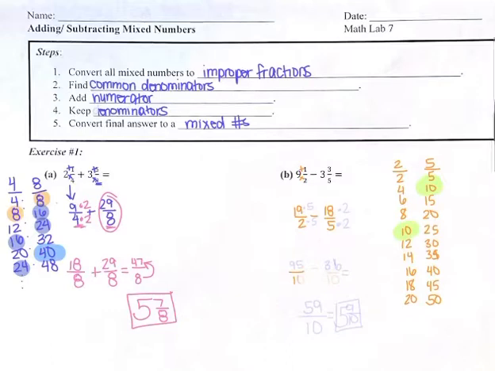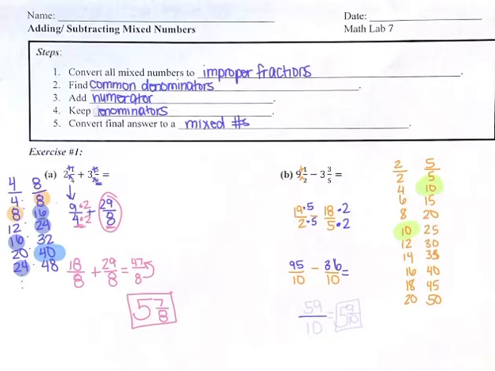So we want to convert these both to 10. We need to figure out 2 times what is 10? 2 times 5 is 10. Whatever we multiply on the bottom, we also multiply on the top. 19 times 5 is 95. Same thing with the 5. 5 times what is 10? 2. Whatever we multiply on the bottom, we also multiply on the top. And 18 times 2 is 36.